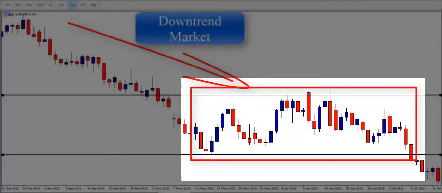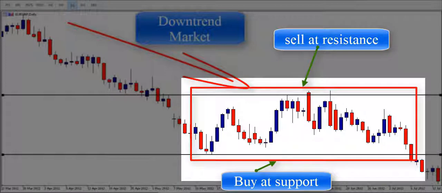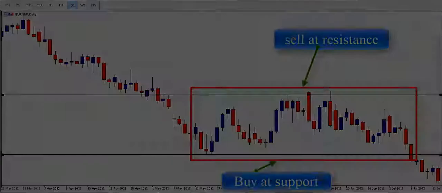But here, we know that buyers and sellers are equal because the market ranges, and the best trading decision should be made from either support or resistance.